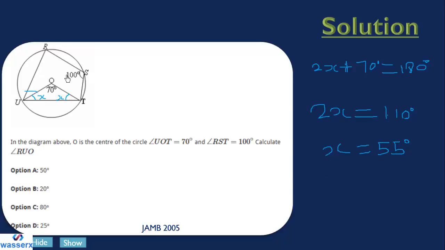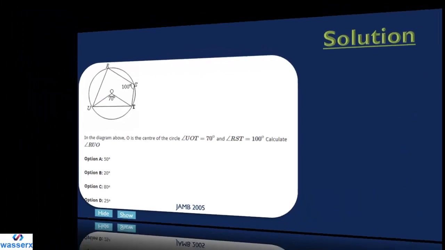Now this angle over here is opposite to that angle, this whole angle, and it is a cyclic quadrilateral. Therefore the opposite angles will give us 180 degrees because it's a cyclic quadrilateral. So we have angle RUO plus 55 degrees plus 100 degrees, which is the opposite angle, equal 180 degrees. So angle RUO is equal to 180 minus 155 degrees, and that will give us 25 degrees. So the correct answer is 25.